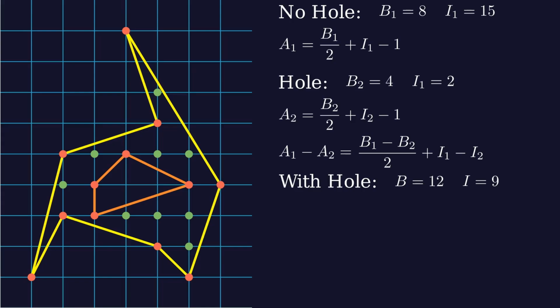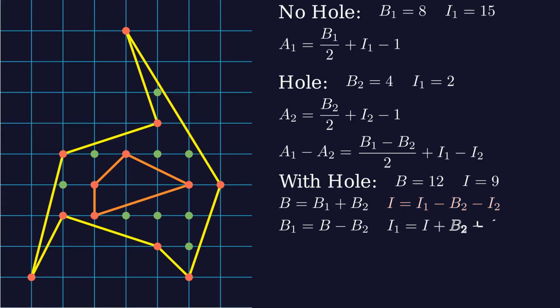We can see that the number of boundary points of the whole shape is equal to the number of boundary points of the shape without the hole plus the number of boundary points of the hole. The number of interior points of the whole shape is equal to the interior points of the shape without the hole, minus all the points of the hole, so minus b2 and I2. From this equation, we can see that b1 is equal to b minus b2. From the second equation, we can see that I1 is equal to I plus b2 plus I2.